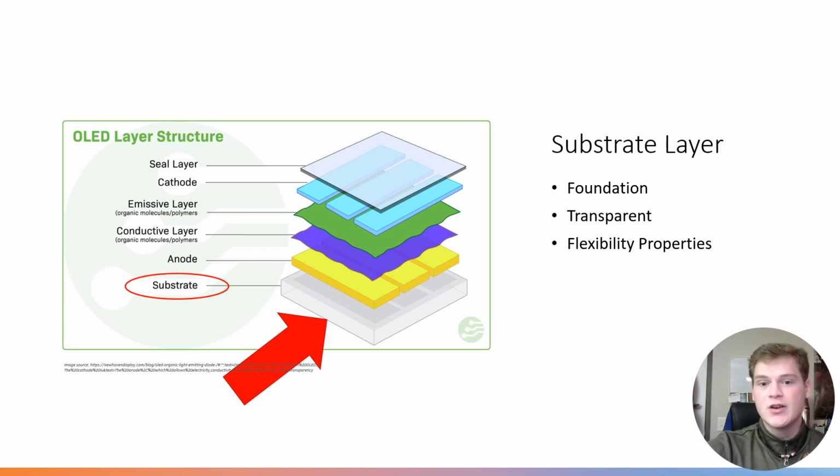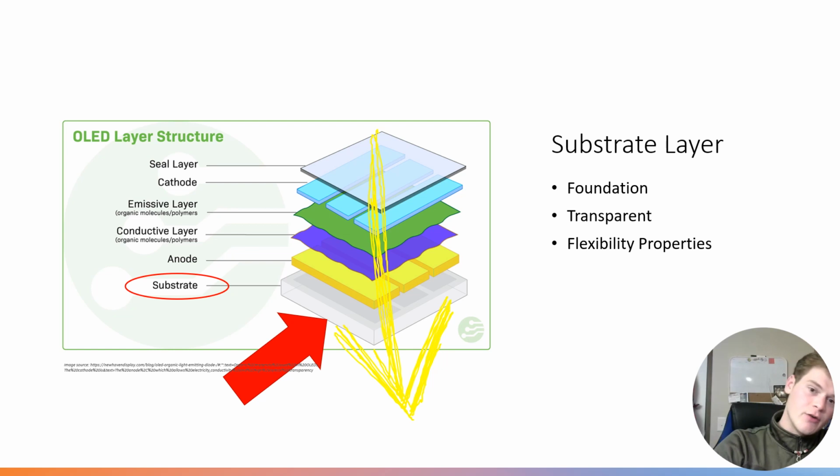So the substrate layer is our first layer of the organic LED, and this layer is probably one of the most important, even though it does not really have the most important materials. The way an organic LED works, first of all, is that when it emits light, the light shines downwards. Think of this big yellow arrow that I'm drawing as the light. Whenever you're looking at an OLED display or an organic LED in general, you are looking at the substrate layer. That is the layer that light shines through.